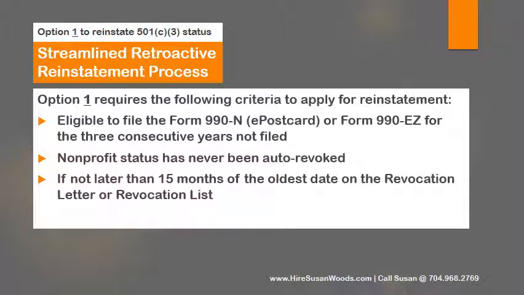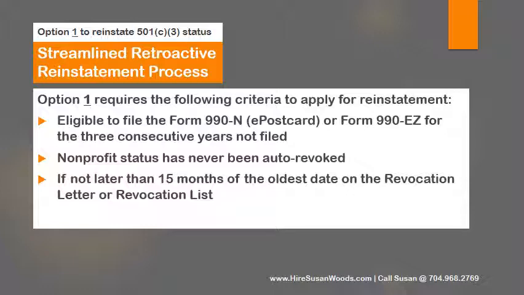Criteria number 3. Now let's read this very slowly and very carefully. If not later than 15 months of the oldest date on the revocation letter or the revocation list. Now, on the paper in which you wrote your answers, you have the date on the revocation letter and you wrote the date on the revocation list.